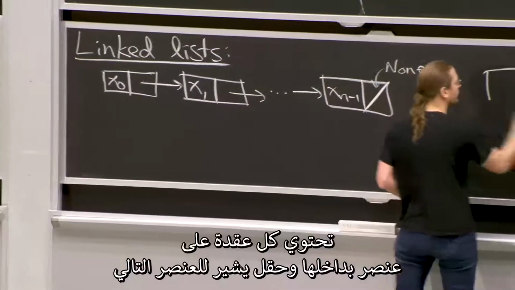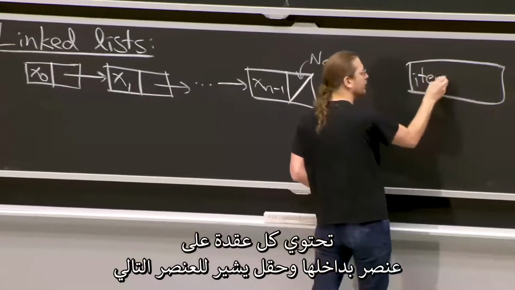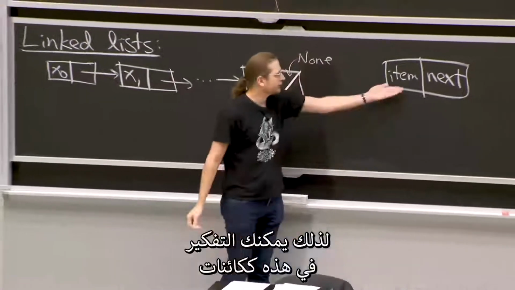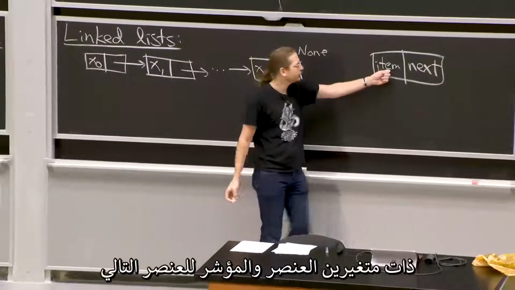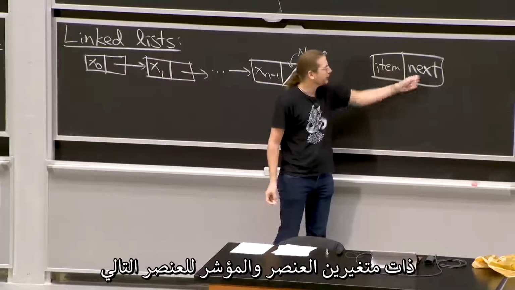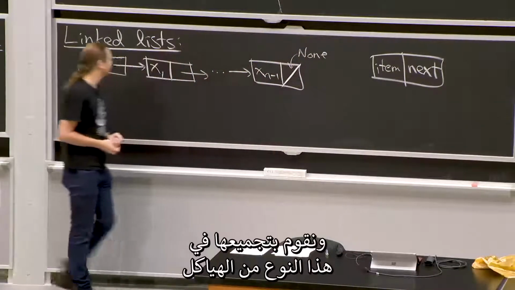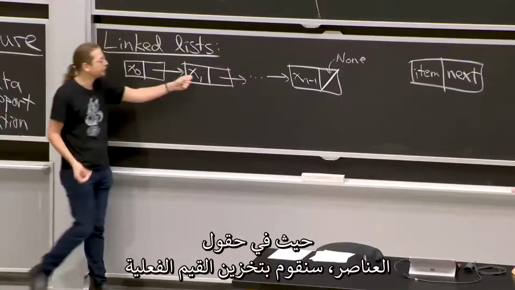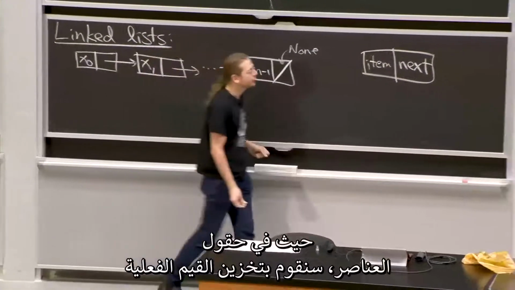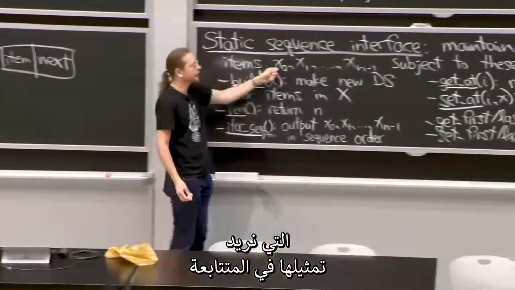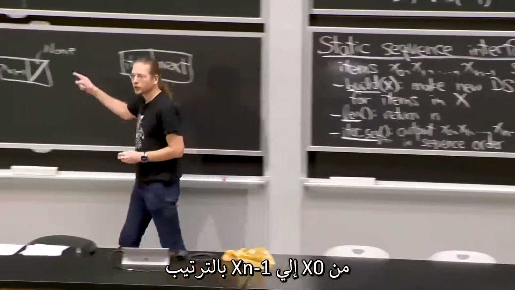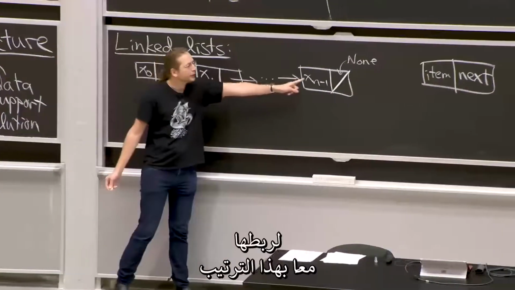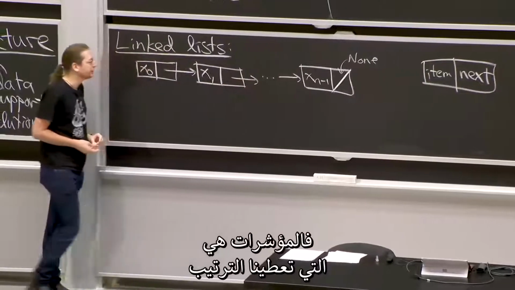Each node has an item in it and a next field. So you could think of these as class objects with two class variables, the item and the next pointer. And we assemble those into this kind of structure where we store in the item fields the actual values that we want to represent in our sequence, x0 through xn minus 1, in order. And then we're going to use the next pointers to link these all together in that order. So the next pointers are what actually give us the order.